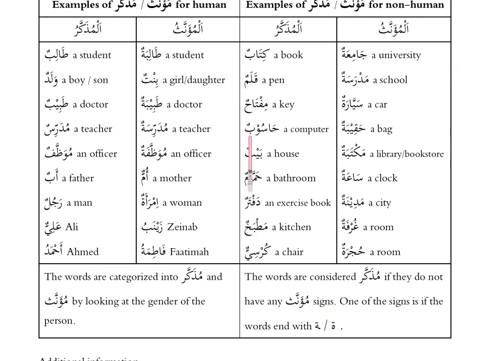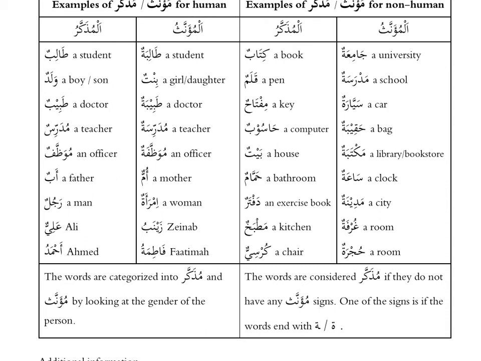There are a few mu'annas signs, but what we have seen so far is only one sign, that is the existence of this ta. So this ta indicates that the words are all mu'annas. So one of the signs is if the word ends with this ta. All right. So that is how to differentiate between mu'annas and muzakkar for non-human.